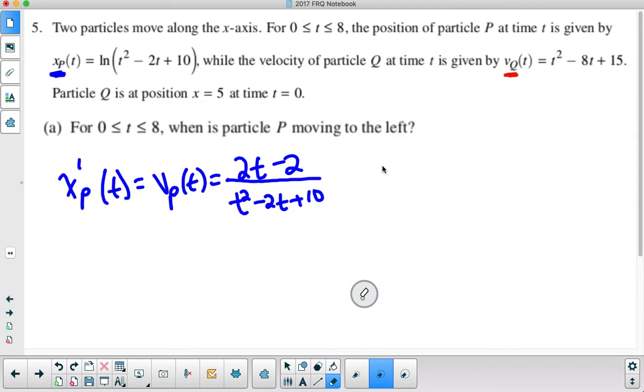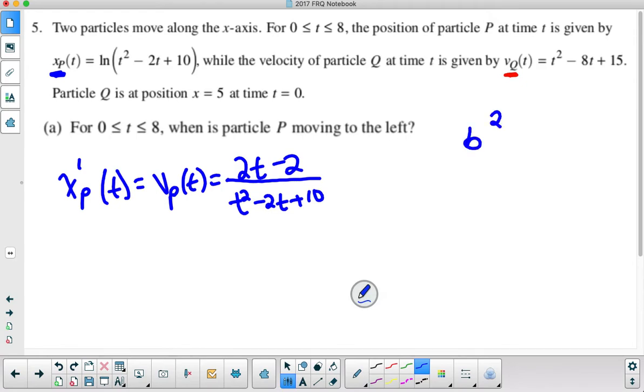Now, we've got to figure out where this is 0 or any undefined points that we have, okay? So what we need to do is, first of all, decide where, if at all, the denominator is 0 to figure out if we have any vertical asymptotes. Okay, so if we look at this denominator, do we have any vertical asymptotes here with the t squared minus 2t plus 10? Easiest thing to do is to look at your discriminant.